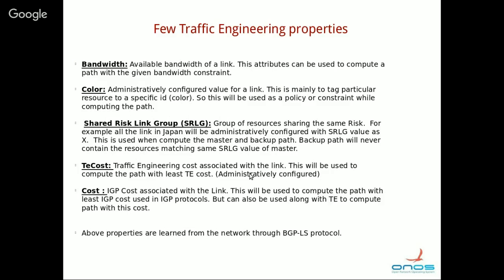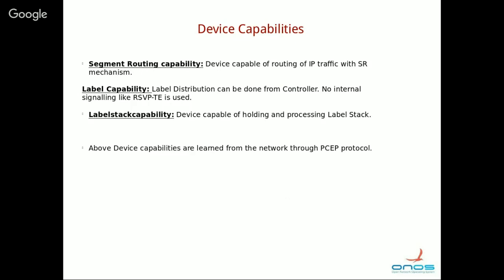Okay. So these are the properties which we need to learn on the ONOS side also. Currently we learn these properties with BGP-LS, or we have other SBA protocols like TCP-LS, using OSPF or ISIS. With all these protocols, we learn topology information along with the traffic engineering properties. Also, we have some device capabilities. For example, some of the devices are segment routing capable, and some are not, and some devices have the capability of pushing and handling labels and label stacks. So this information we also learn via these protocols.